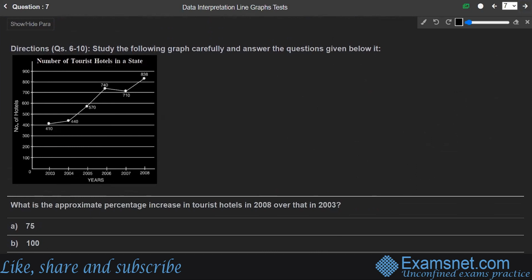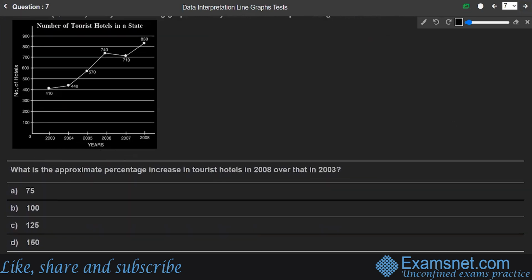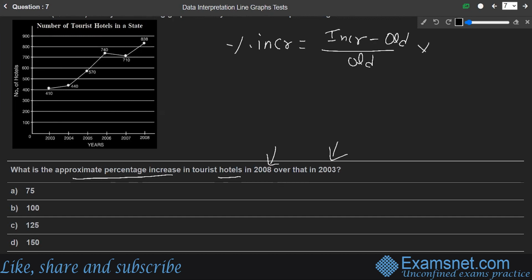For the same data we have been provided with a different question. The question is, what is the approximate percentage increase in tourist hotels in 2008 over that in 2003? So we have to find the percentage increase. Percentage increase is always calculated as the increased value minus the old value, divided by the old value, into 100%. This is how we find the percentage increase.